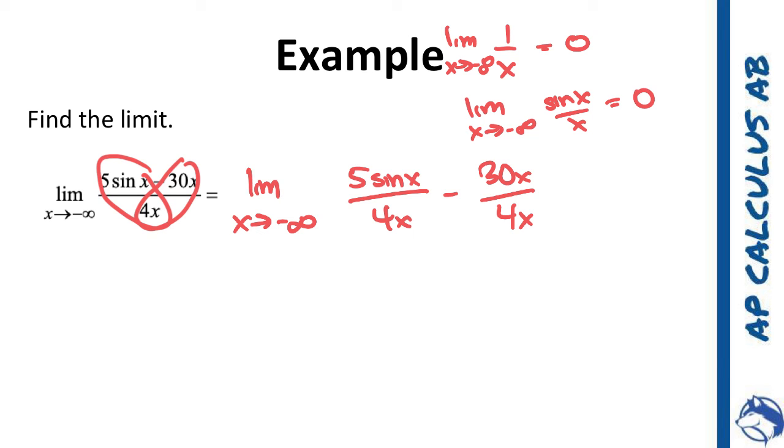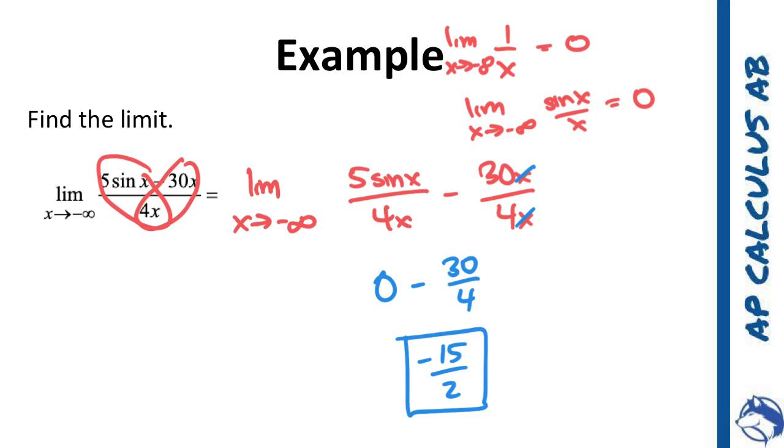So from here, I know that the sine of x over x, if I plug in infinity to that, is going to approach 0. Well, 0 times anything is just 0. So I end up with 0 minus, well, these x's cancel, so it would be negative 30 over 4, which is negative 15 over 2, would be what my limit approaches. So make sure you split it up if you can to find things that you already know.